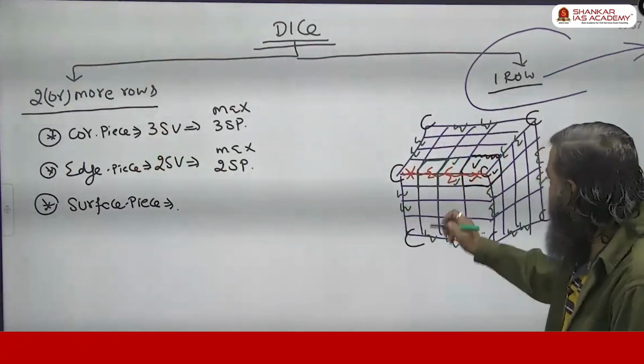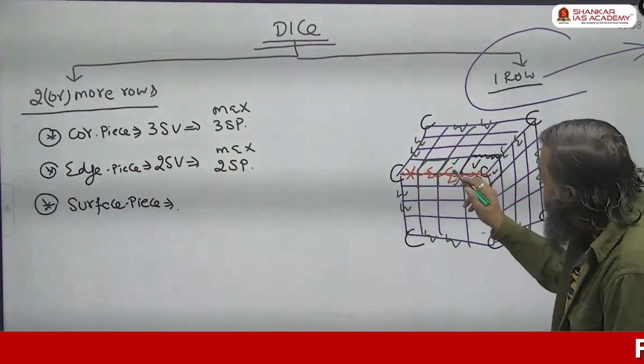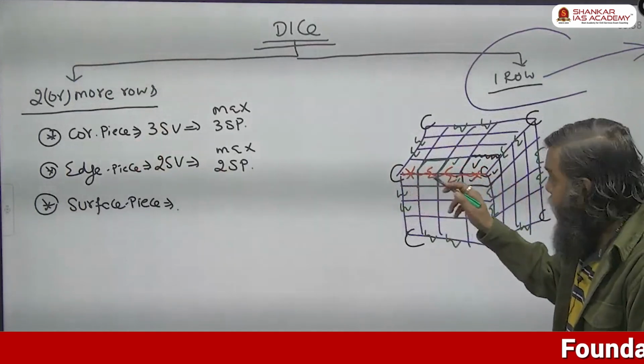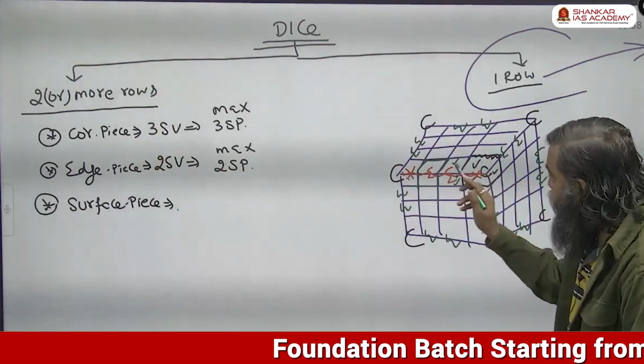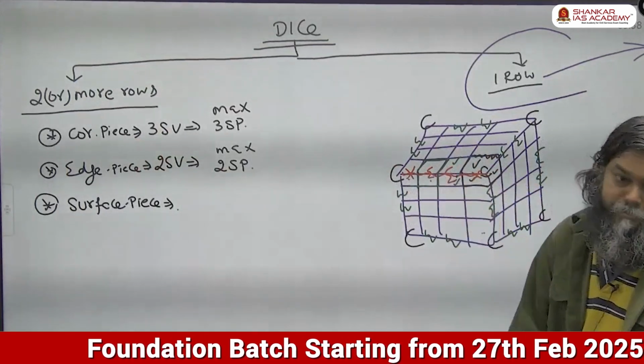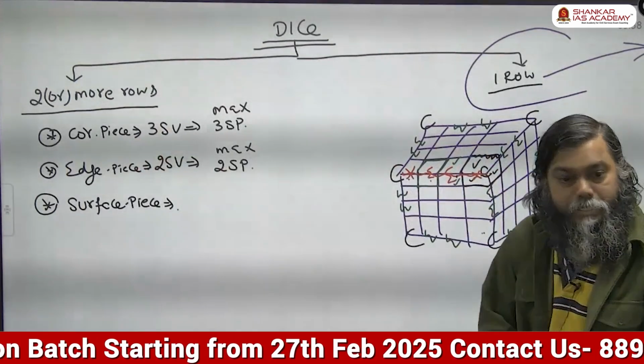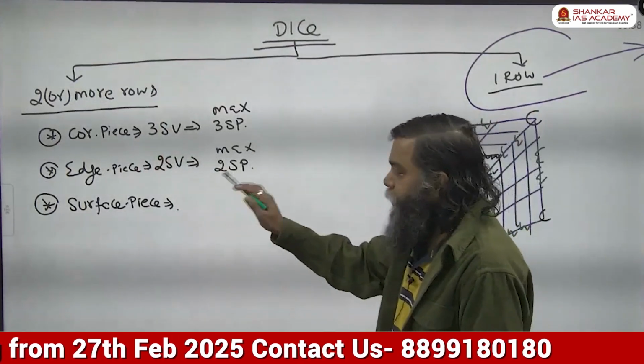Listen, in this edge, these 4 pieces are lying. But these 2 pieces are called corner pieces. So remove those. What is left out? Left out pieces are called edge pieces. Are you understanding? Next, come to surface piece. Are you understanding this?